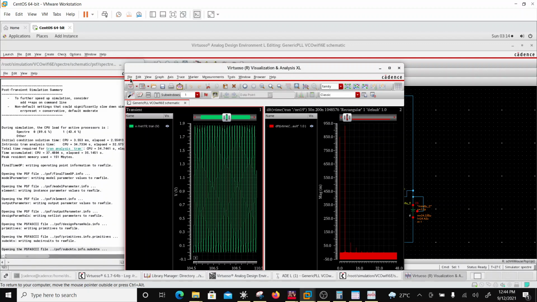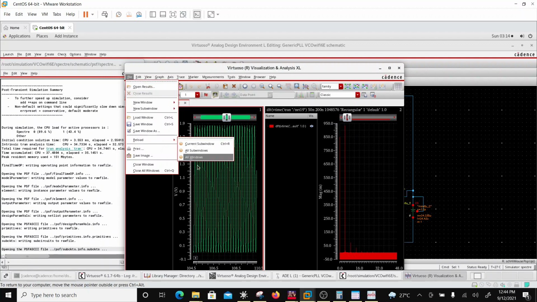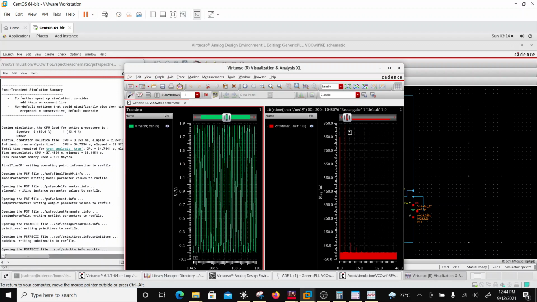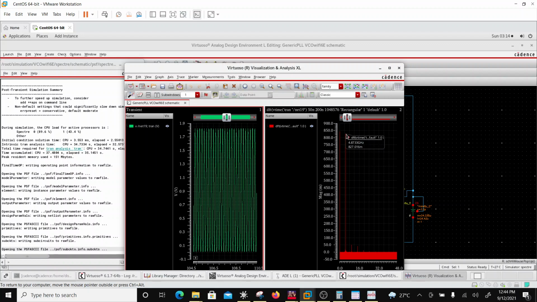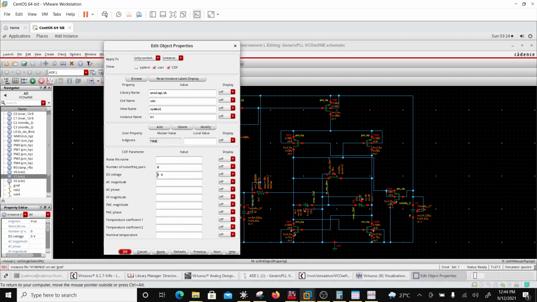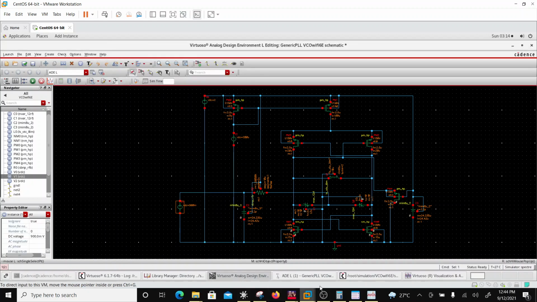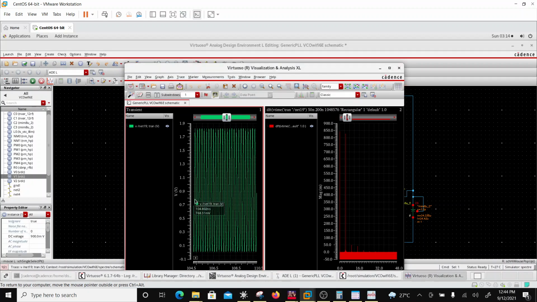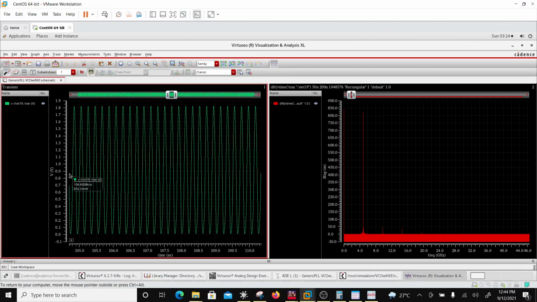Okay, probably a few more iterations maybe. Okay, this is 4.87. Let's see if this control voltage was 0.9. Okay, and another thing I want you to check. Okay, here the average value is around 0.9.